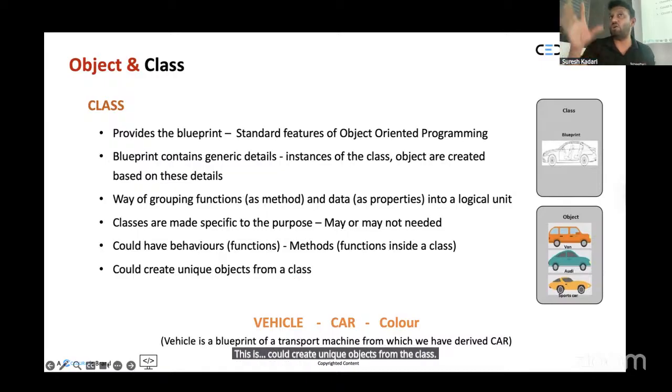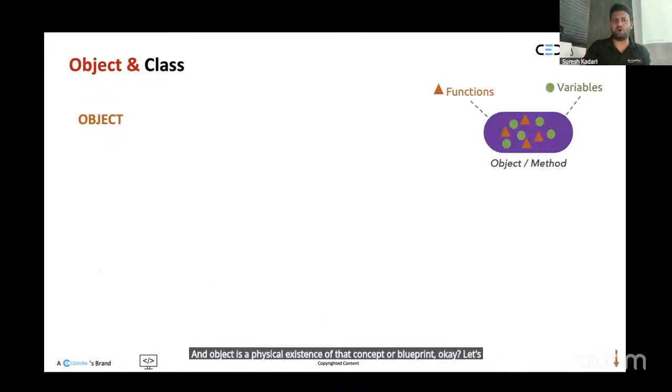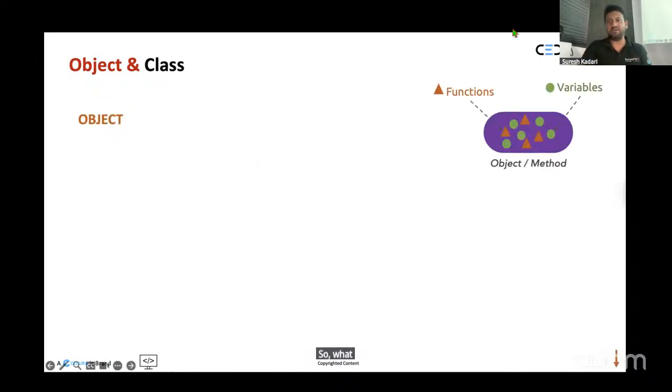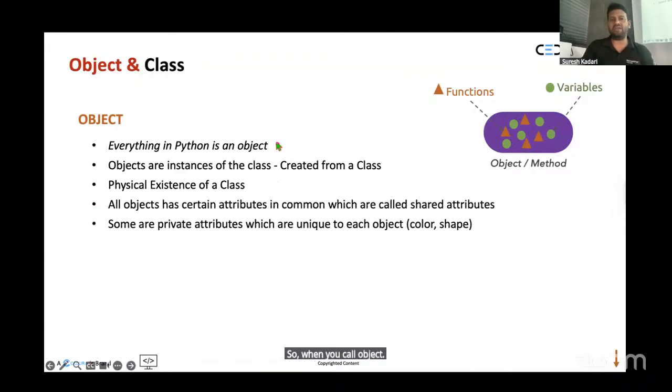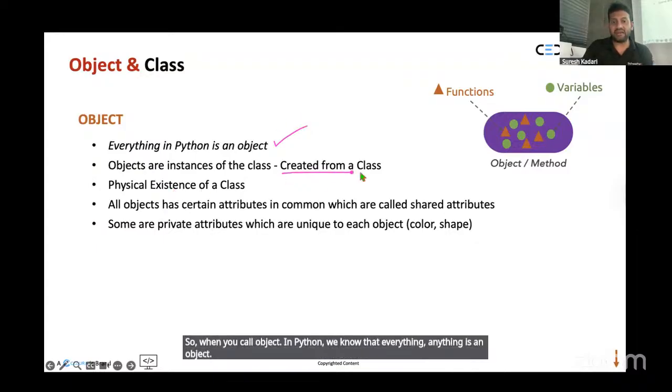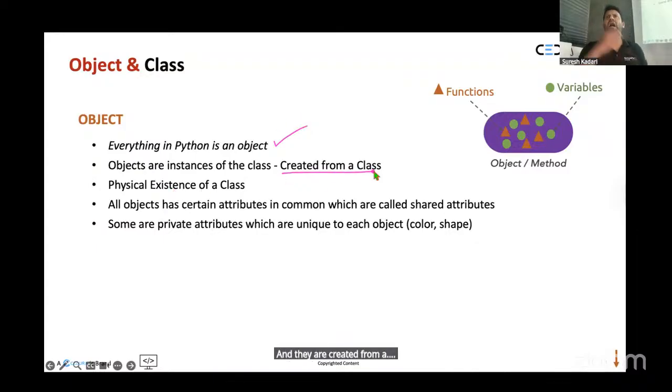Class is a concept, and an object is a physical existence of that concept or blueprint. Okay, let's create some objects. So what is an object? It has its functions, variables, everything, and it is an object. When you say object in Python, we know that anything is an object, and objects are created from a class.